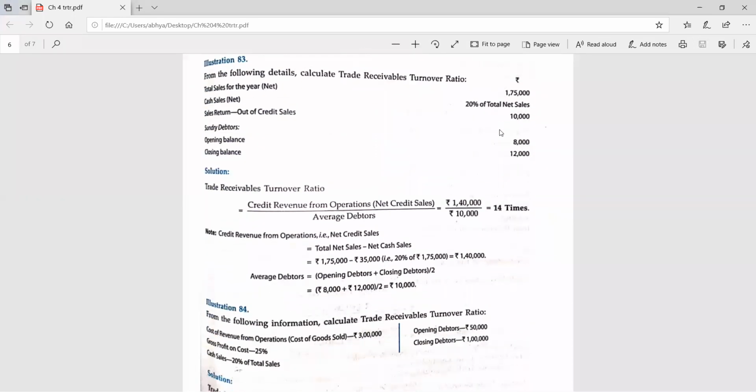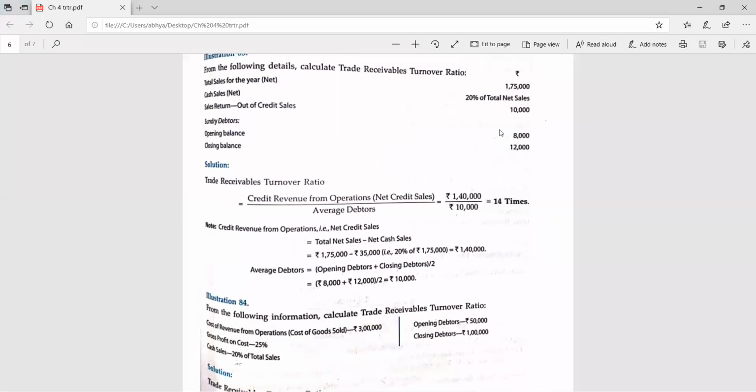Yes, last question. One last question. From the following information, calculate trade receivable turnover ratio. Cost of revenue from operations, COGS, is given, 3 lakh. Again, the level is a little bit increased. Gross profit on cost, 25%. Cost is given and GP is given on cost. So easily, 3 lakh, 25% of 3 lakh, that is 75,000. So now find out the sale value first.